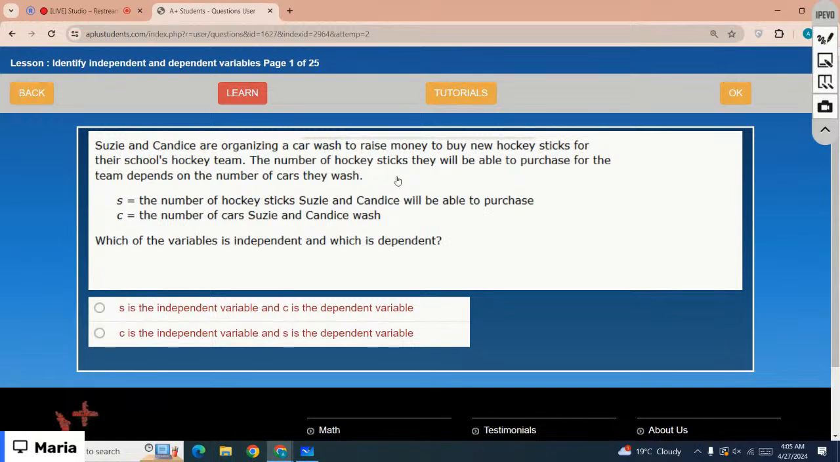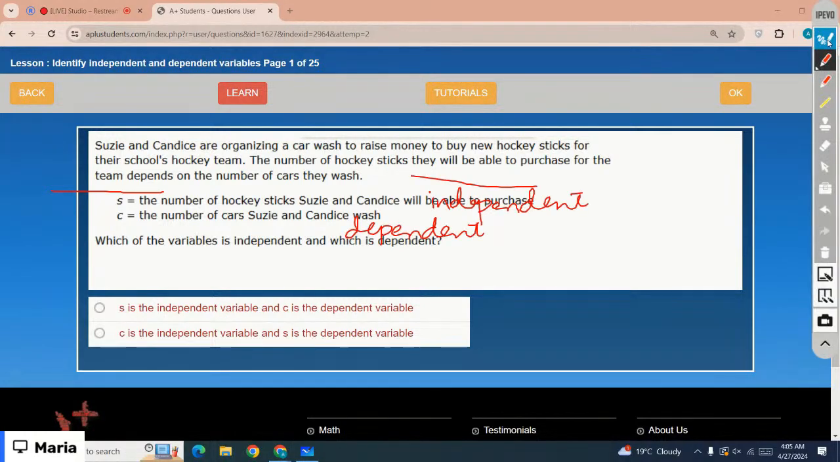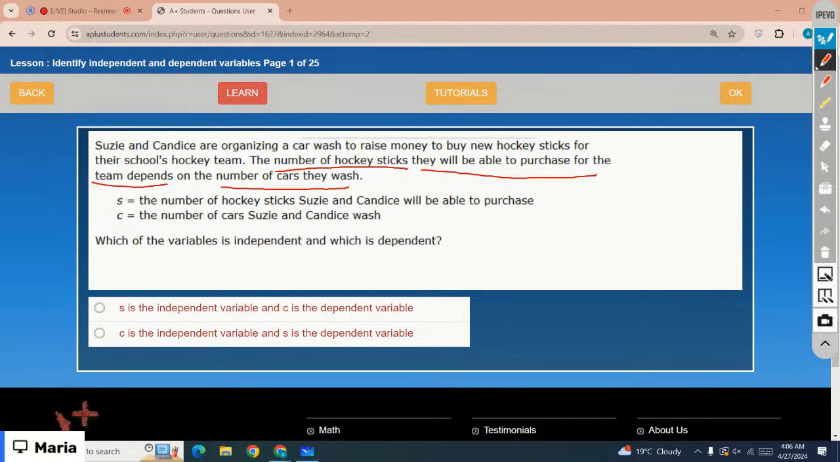So which of the variables is independent and which is dependent? This is a very important line, that is, the number of hockey sticks they will be able to purchase for the team depends on the number of cars they wash, right? So that means the number of hockey sticks is dependent and the number of cars Susie and Candice wash is independent, right?